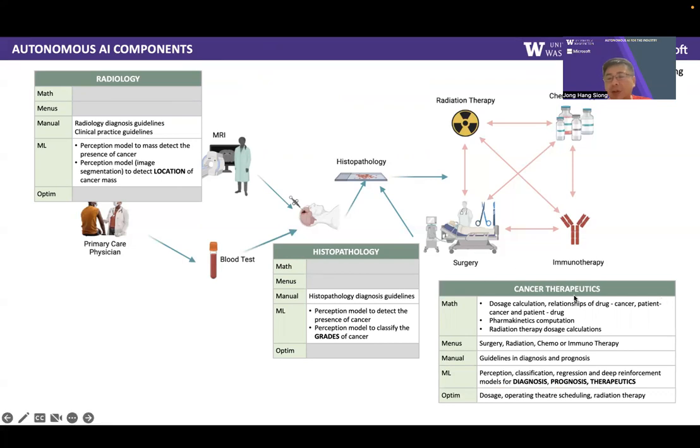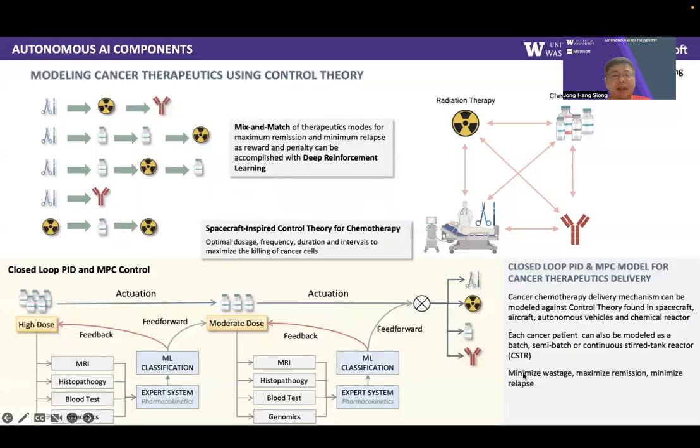So for cancer therapeutics, there are existing mathematical calculations for the coupled relationships and pharmacokinetics, radiation, and so on. And so ML models could be built to help the physician do predictions on the diagnosis, prognosis, and therapeutics choices. Existing optimization can also be improved using ML, which we'll see in the next slide. There are a couple of combinations of treatment that the doctor can do. So which one is the most optimum for a particular patient? This could be achieved using deep reinforcement learning.